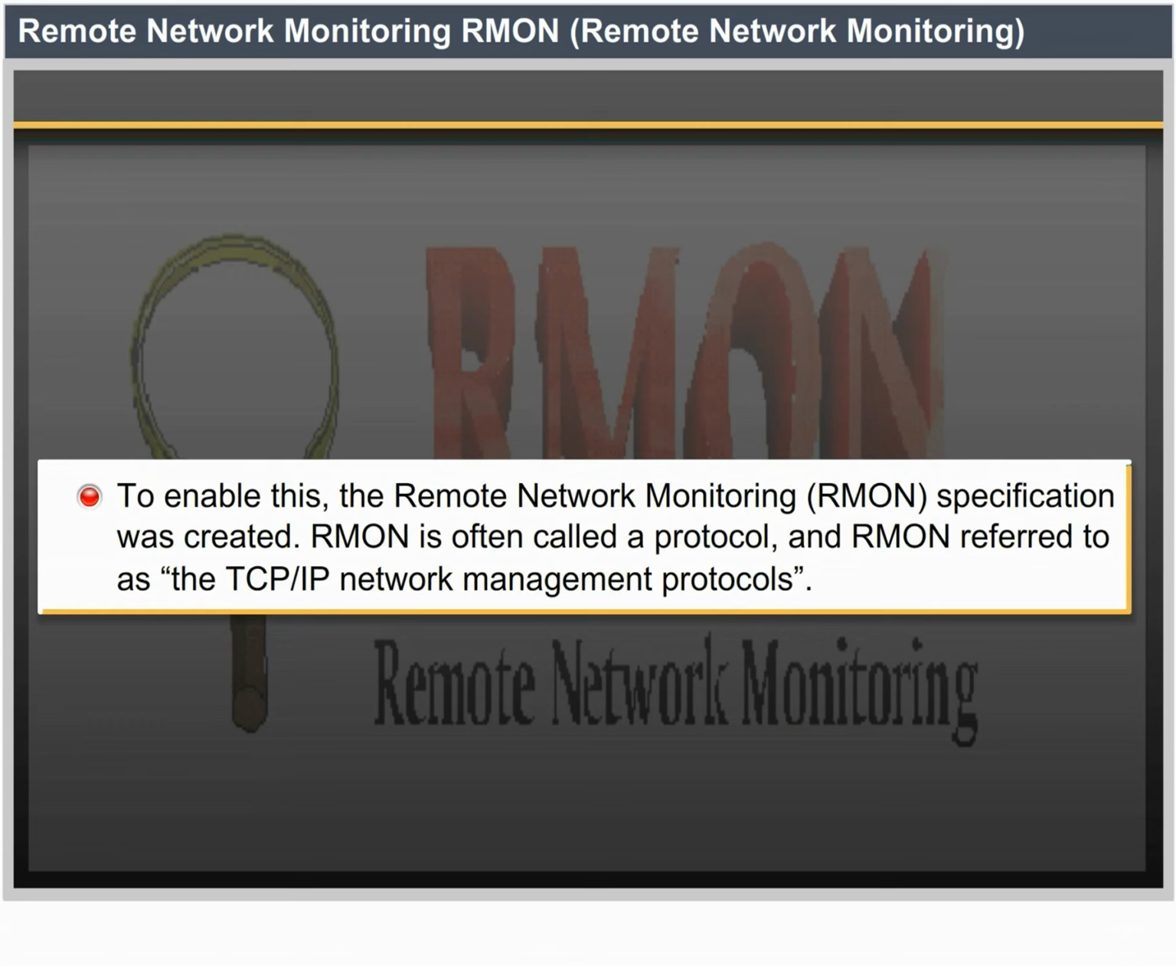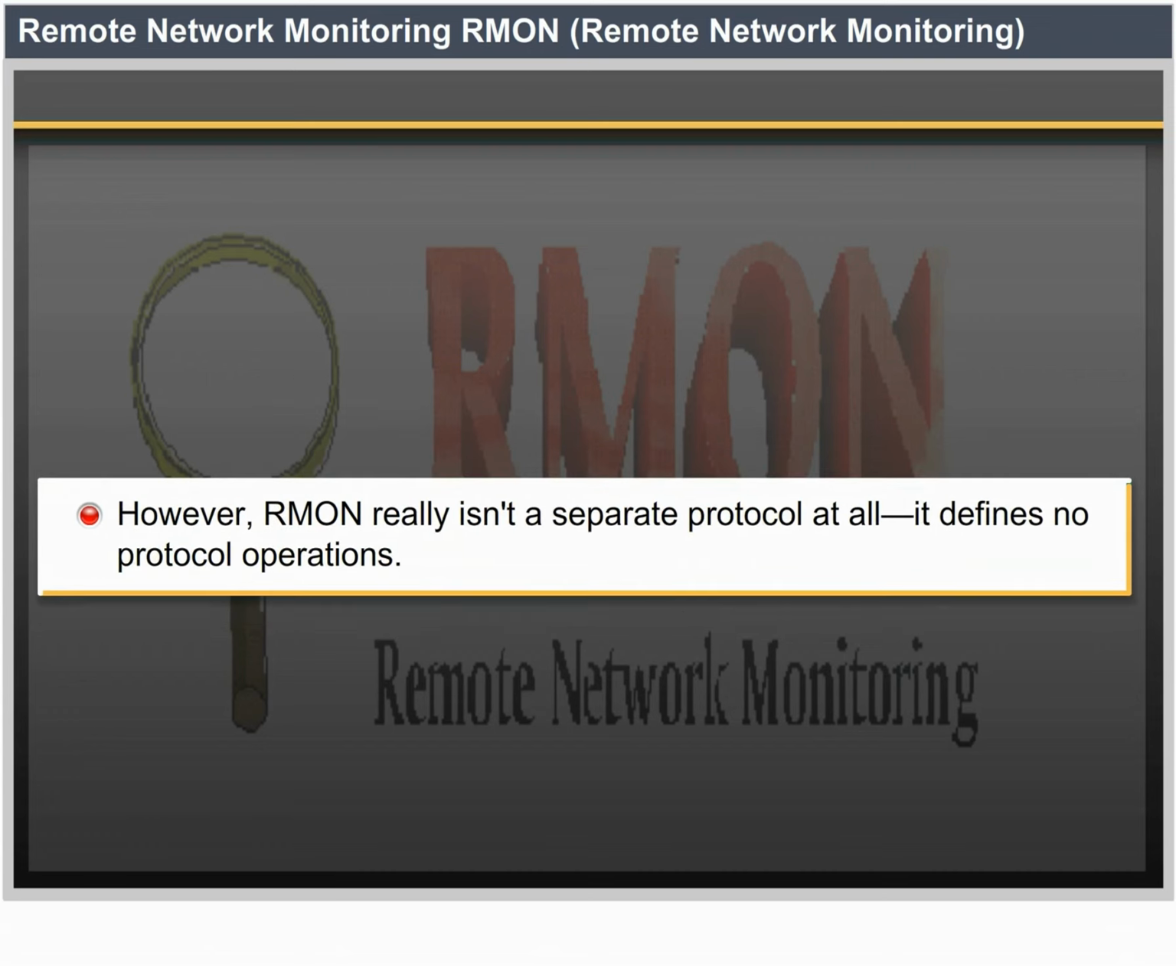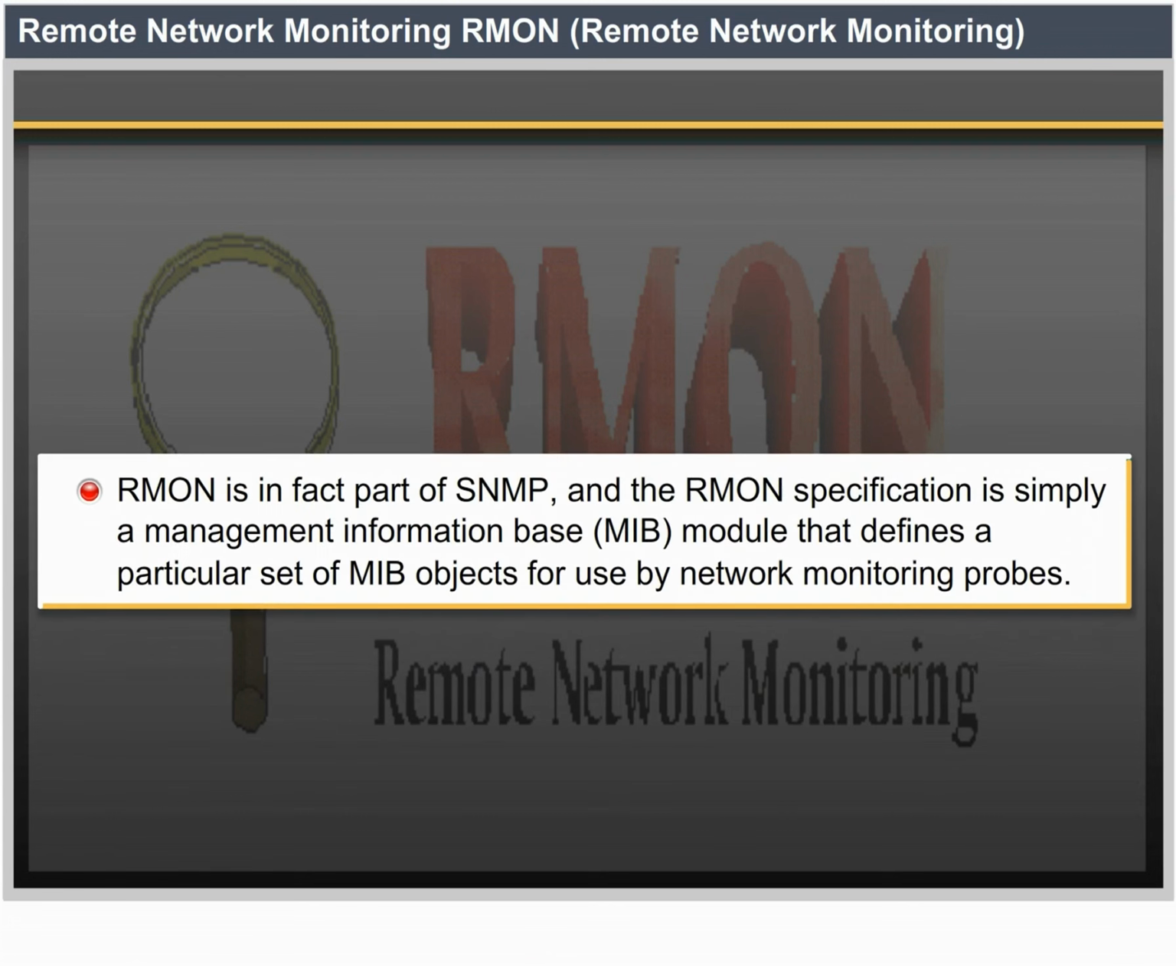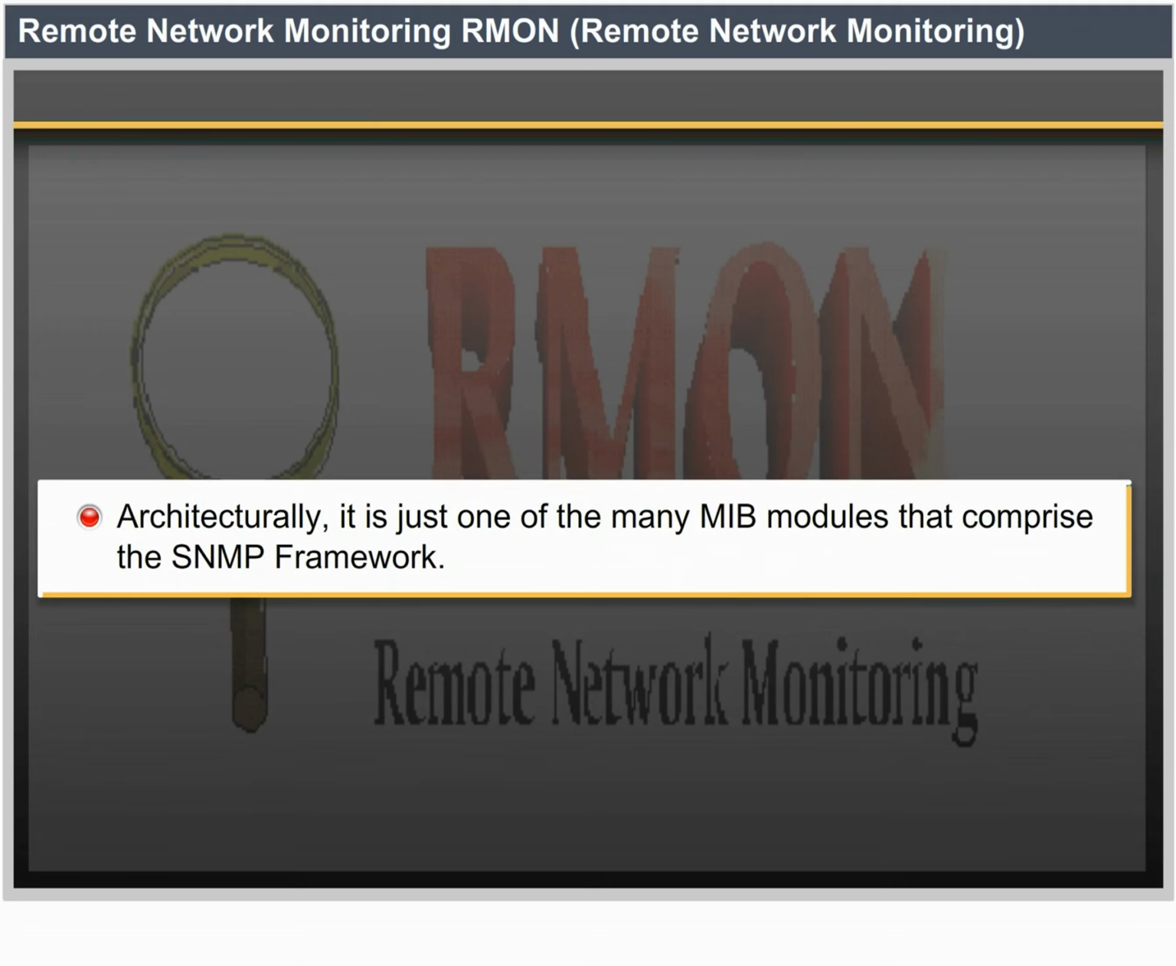RMON is often called a protocol and is often referred to as one of the TCP/IP network management protocols. However, RMON really isn't a separate protocol at all. It defines no protocol operations. RMON is in fact part of SNMP, and the RMON specification is simply a Management Information Base or MIB module that defines a particular set of MIB objects for use by network monitoring probes. Architecturally, it is just one of the many MIB modules that comprise the SNMP framework.